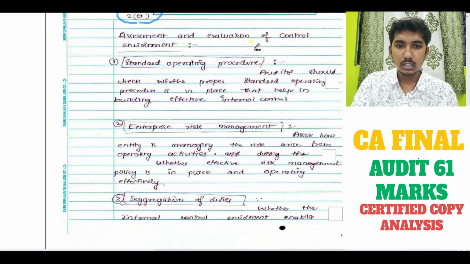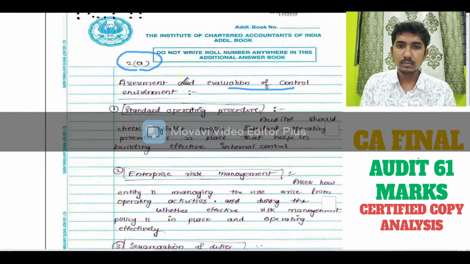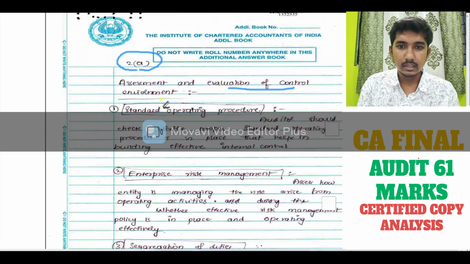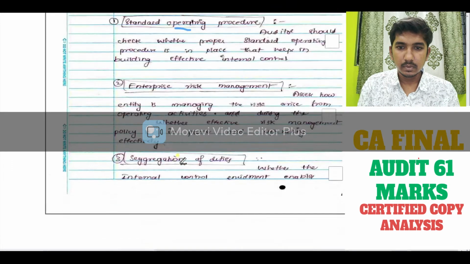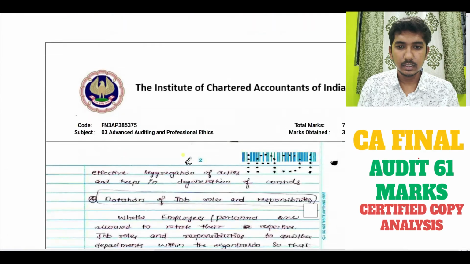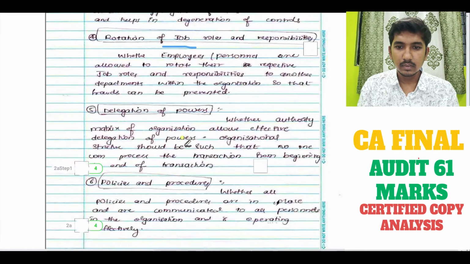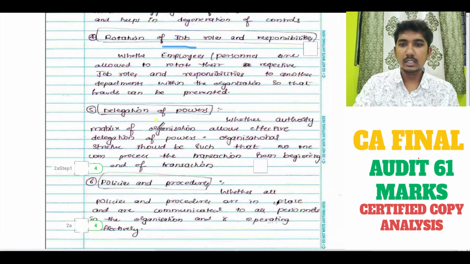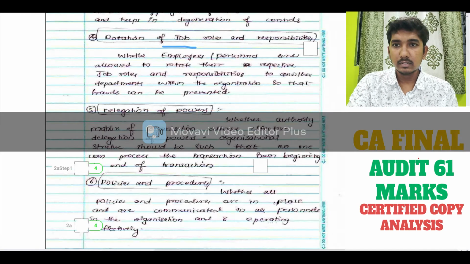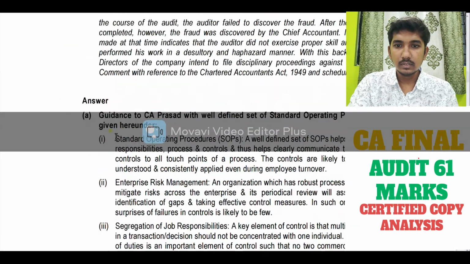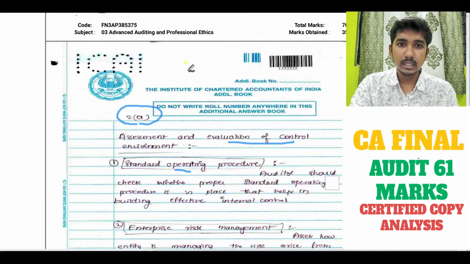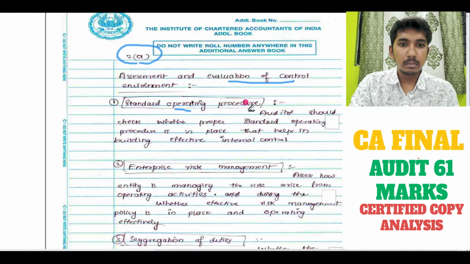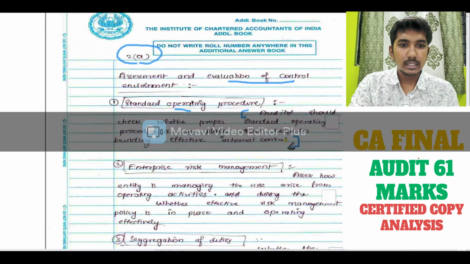Question number 2A. This question is from internal controls. The question is based on evaluation of control environment. These questions involve side headings, which include standard operating procedure, enterprise risk management, segregation of duties, rotation of job roles, and delegation of powers. Out of 6 subheadings, 5 subheadings are matching as per the suggested answer. You can see standard operating procedure, enterprise risk management, segregation of duties. The matter inside the side headings I have written on my own.